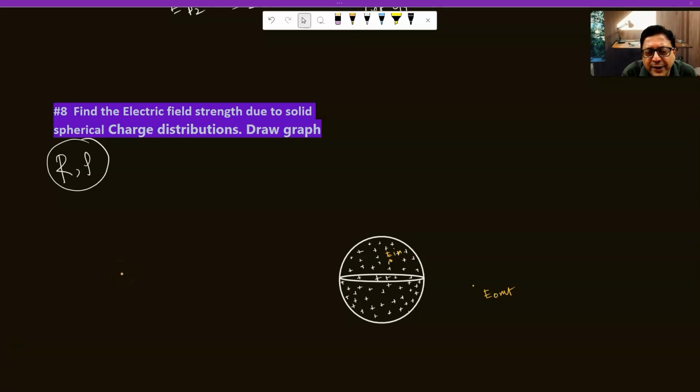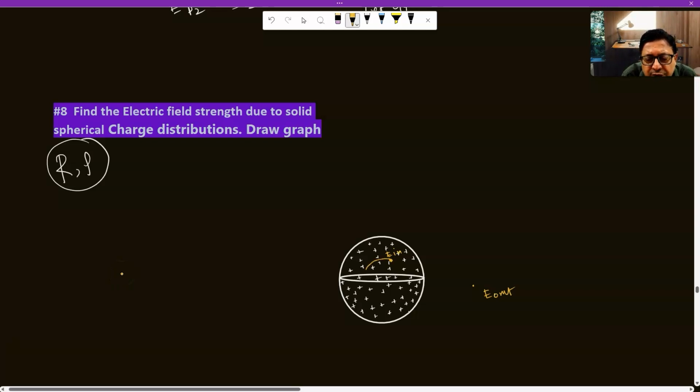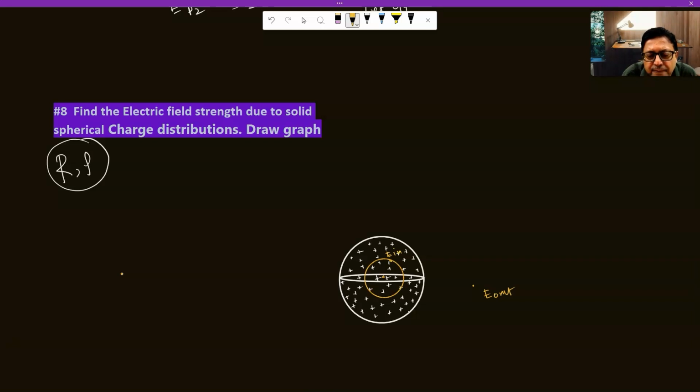What do you do to find the electric field inside? Draw the Gaussian surface, which is a concentric sphere. Clear? And volume density rho, this radius you take as r. So through this sphere, phi out is going to be what? By Gauss law we are doing it first: Q enclosed by epsilon naught. How much charge is enclosed? The volume into rho.